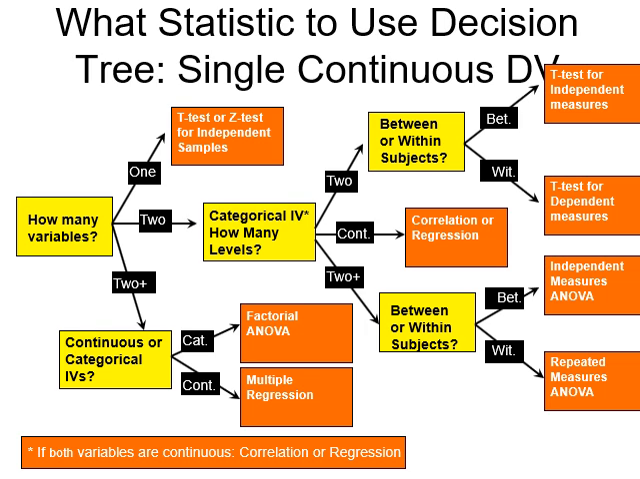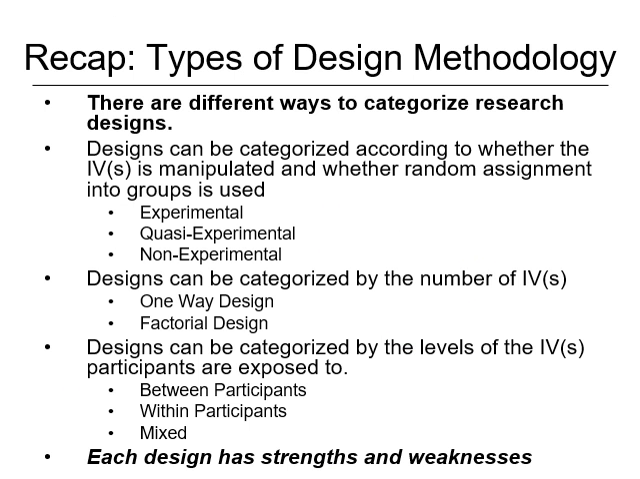So again, this is just a way to hopefully help you later down the road be able to determine what statistical technique you should be using just based on the variables you have. How many, and are they categorical or continuous? Another way is to look at it through design methodology, not necessarily statistics, and just again a reminder there's different ways to categorize research designs.